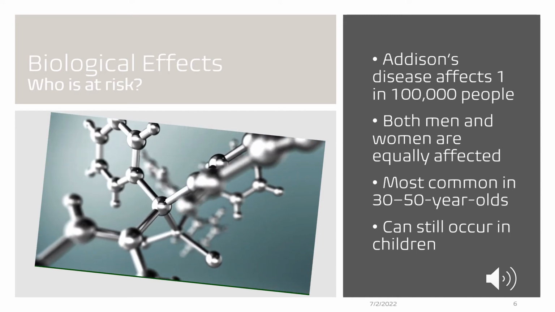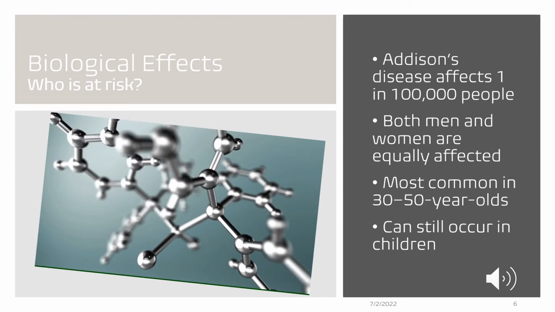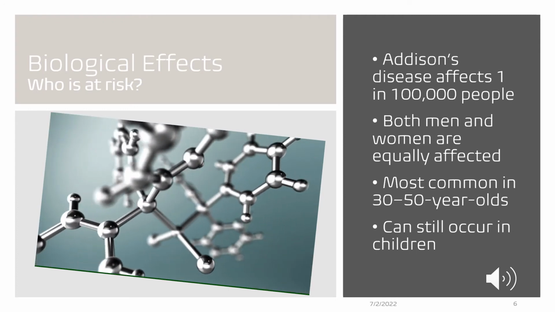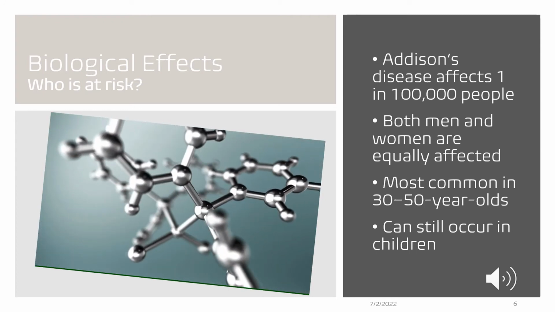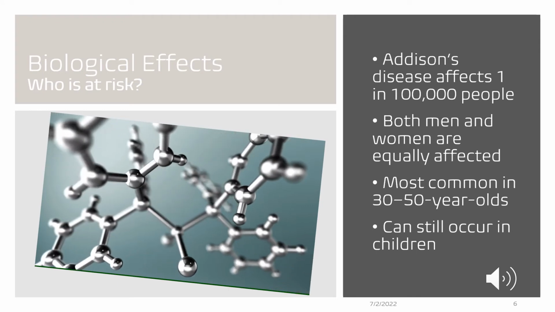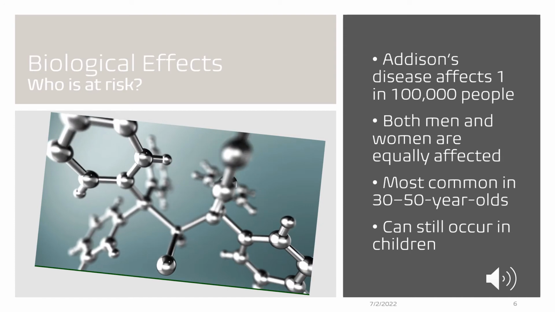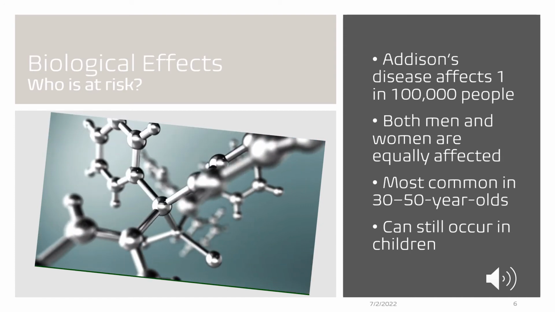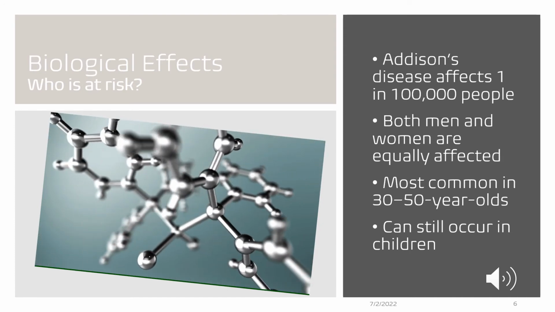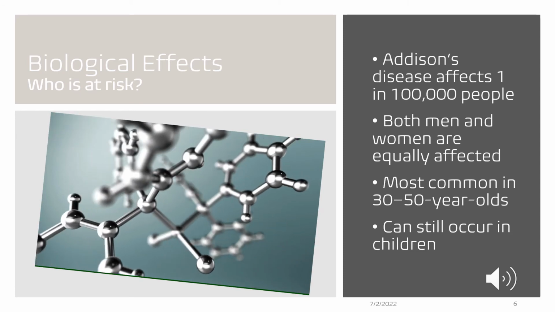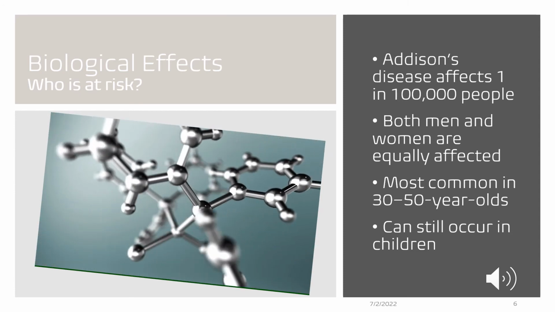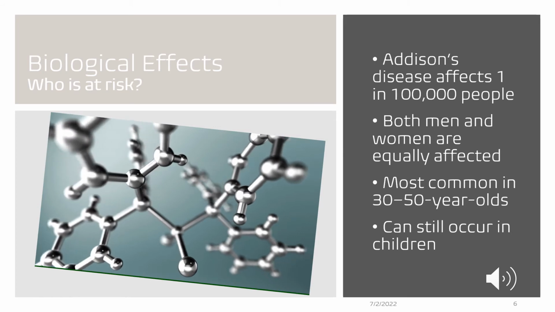Now that we discussed the causes of Addison's disease, let's talk about who is at risk. So Addison's disease is actually very uncommon. It only affects 1 in 100,000 people. Both men and women are equally affected, although some studies suggest that women are more susceptible to the disease.